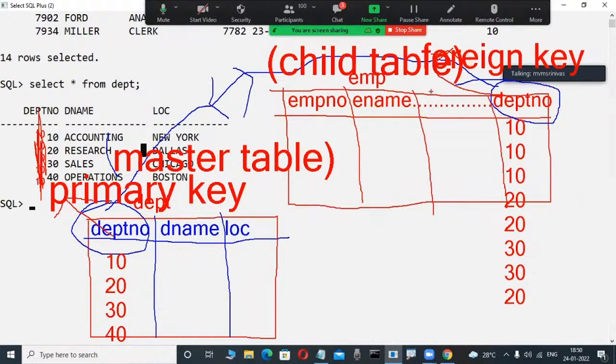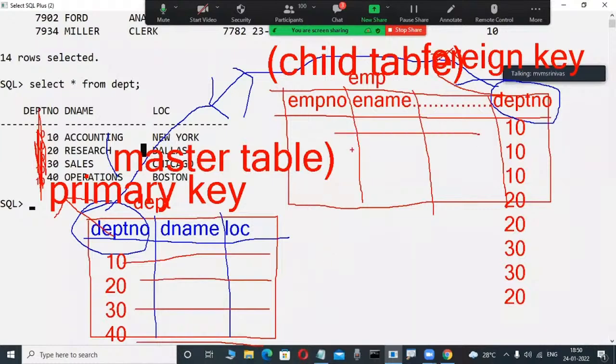Now here, the primary key is available, so this is the master table related to this child table. EMP is a child table; a foreign key is available there. That's why it is the child table related to this master table. Why do they establish a relationship between tables? From a data security point of view.